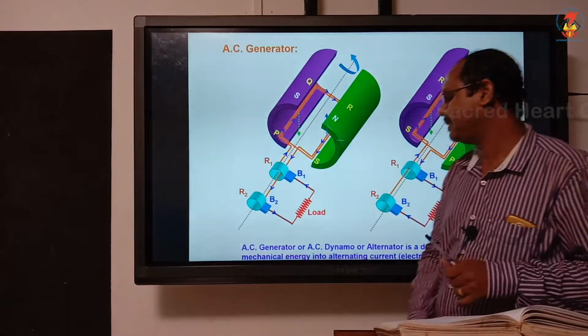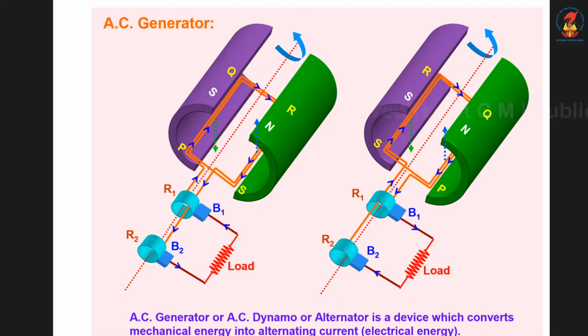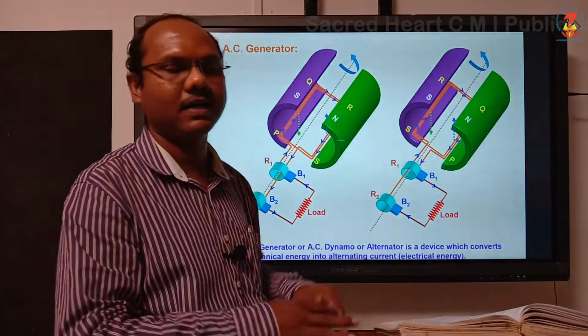Now, just see the figure. The figure consists of two magnets, north pole and south pole, and a rectangular coil PQRS is kept in the magnetic field. There are two rings, called slip rings, which are connected to two brushes B1 and B2. Through the brushes the current will come out through the load. Load means the resistance or the devices that we are connecting.